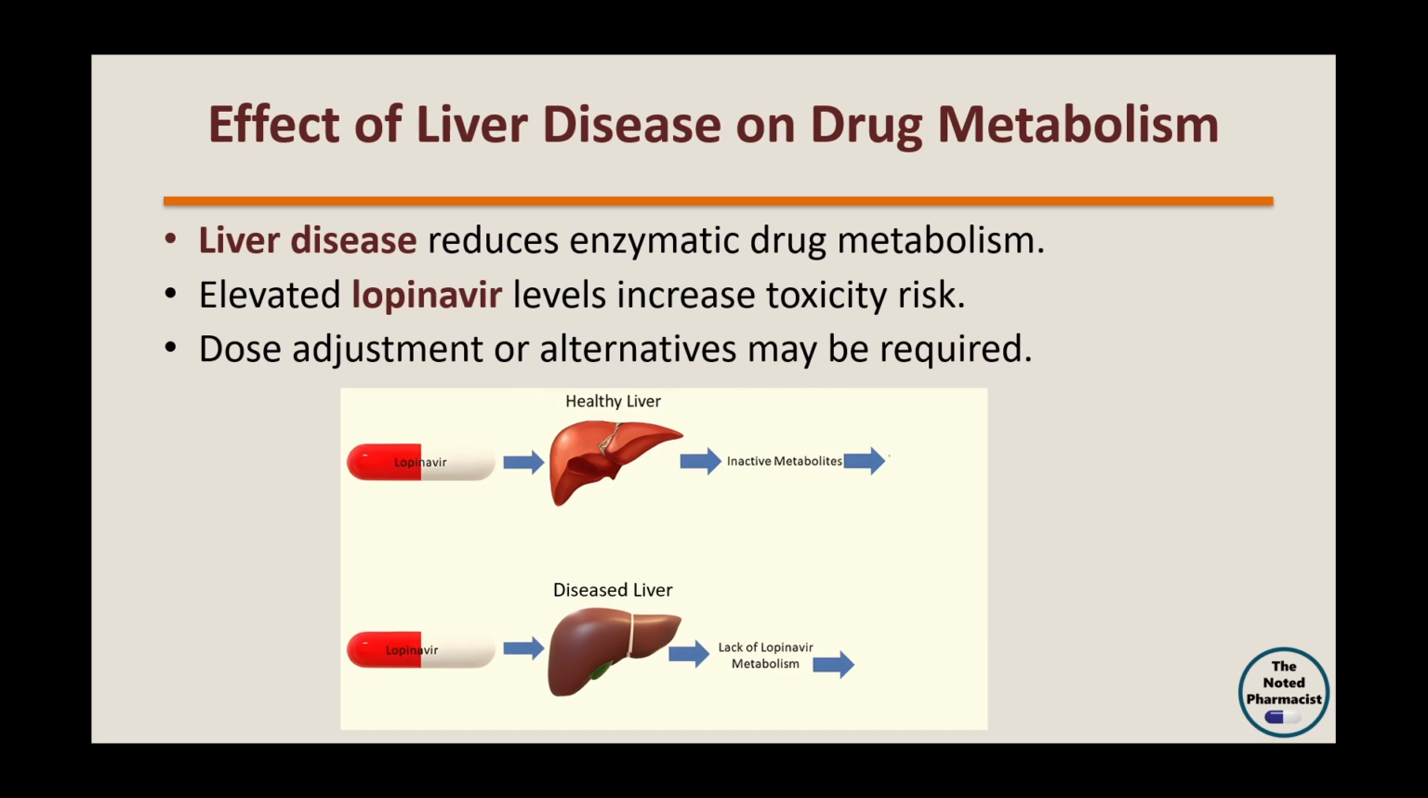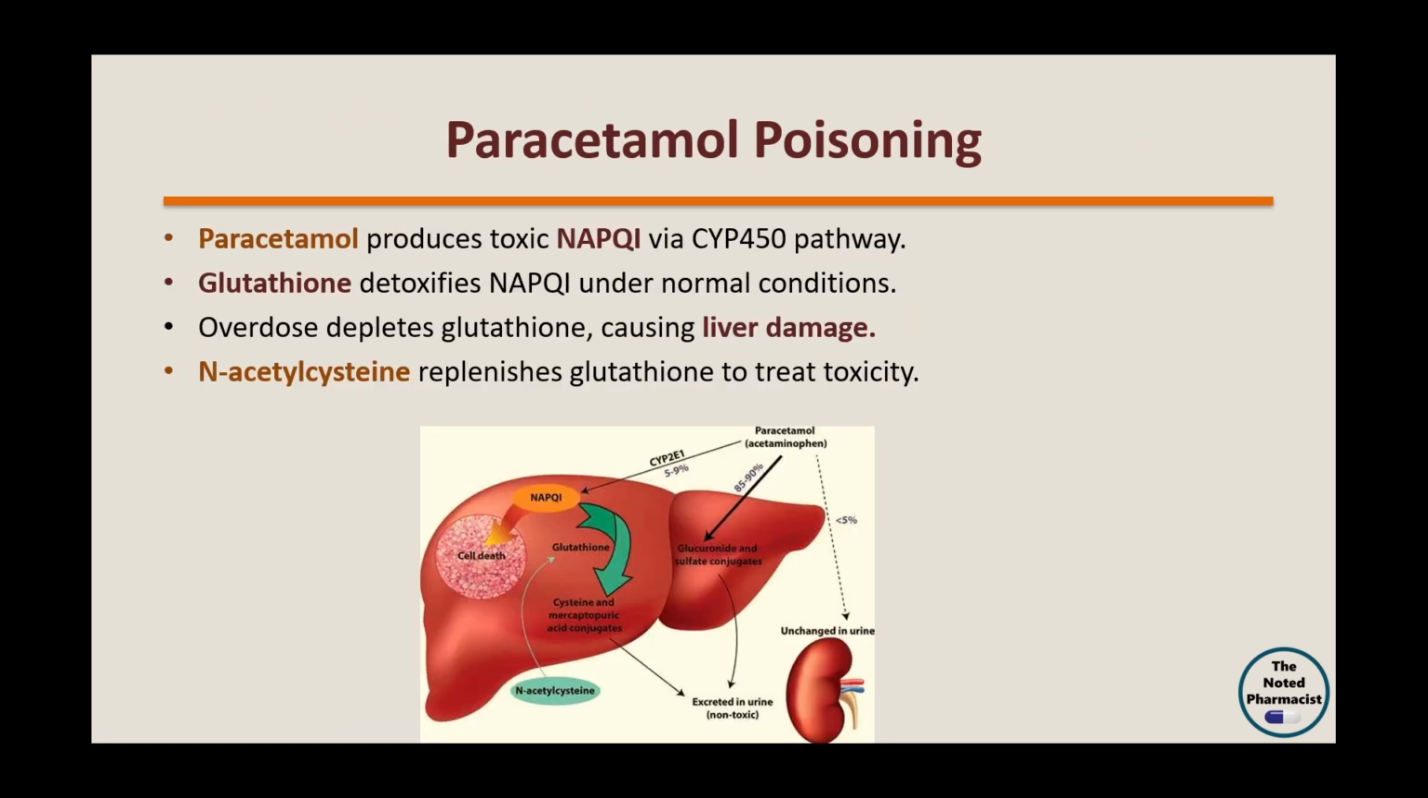Paracetamol is primarily metabolized in the liver via glucuronidation and sulfation pathways. However, a minor fraction undergoes CYP450-mediated oxidation to form N-acetyl-p-benzoquinone imine, NAPQI, a toxic intermediate. Under normal doses, NAPQI is detoxified by glutathione conjugation, but in overdose, glutathione reserves are depleted, leading to hepatocellular necrosis. N-acetylcysteine, a precursor of glutathione, is the cornerstone of treatment, restoring glutathione levels and neutralizing NAPQI toxicity effectively.